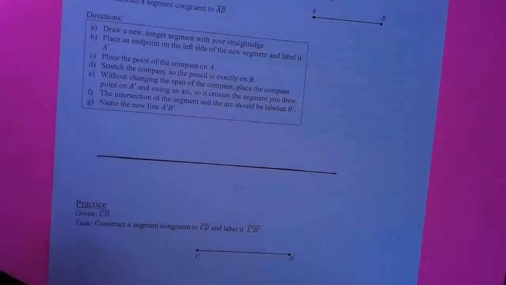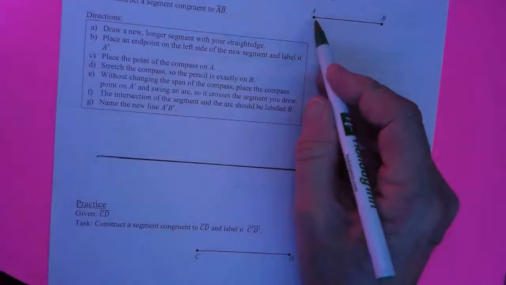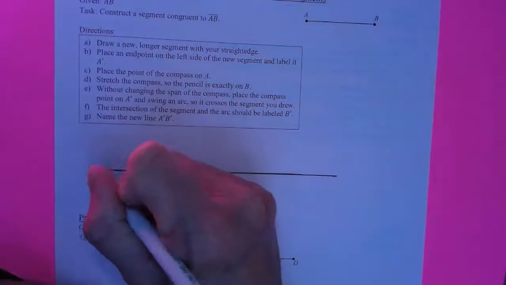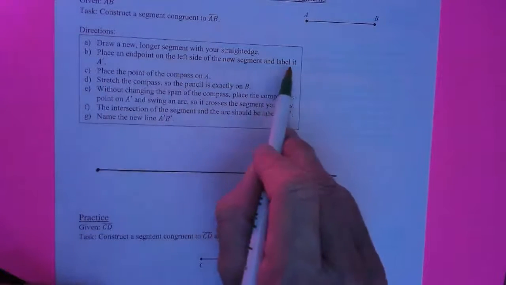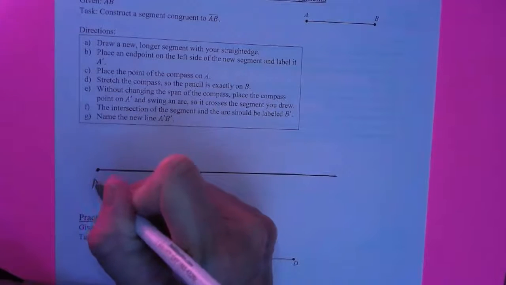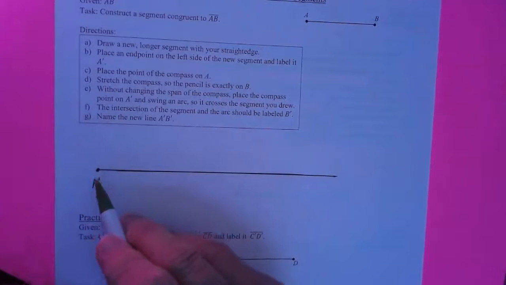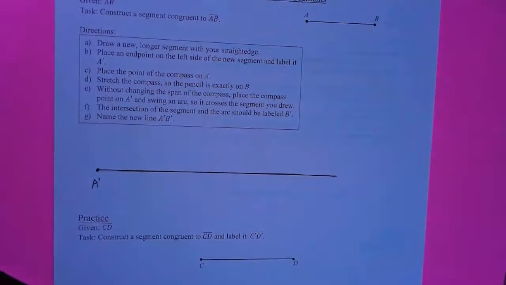Now, since the first segment I was given is AB, and I'm copying it, I'm going to place an endpoint on the left side of the new segment and label it A prime. By having that apostrophe called prime, it indicates something that was original.